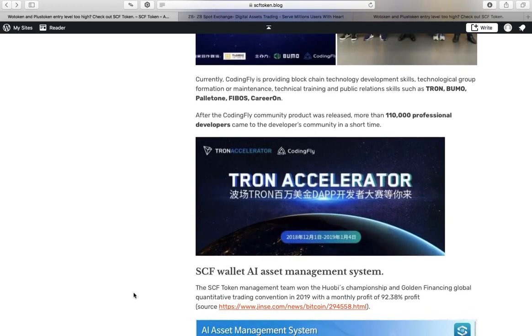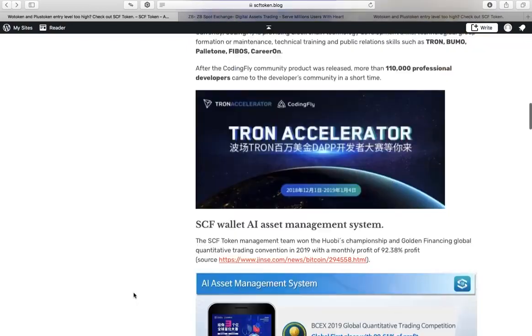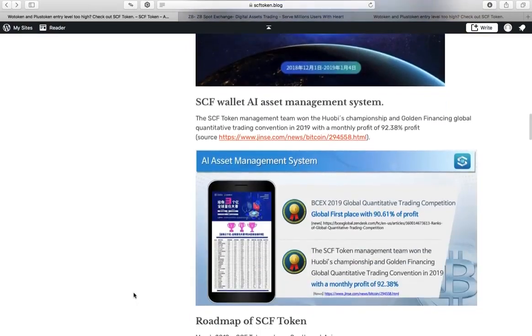So you see, there are a lot of well-known companies that provide blockchain-based solutions behind SCF, and the SCF Wallet AI Asset Management System has won the Huobi, which is another big known name, right? Championship, and Golden Financial Global Quantitative Trading Convention in 2019.